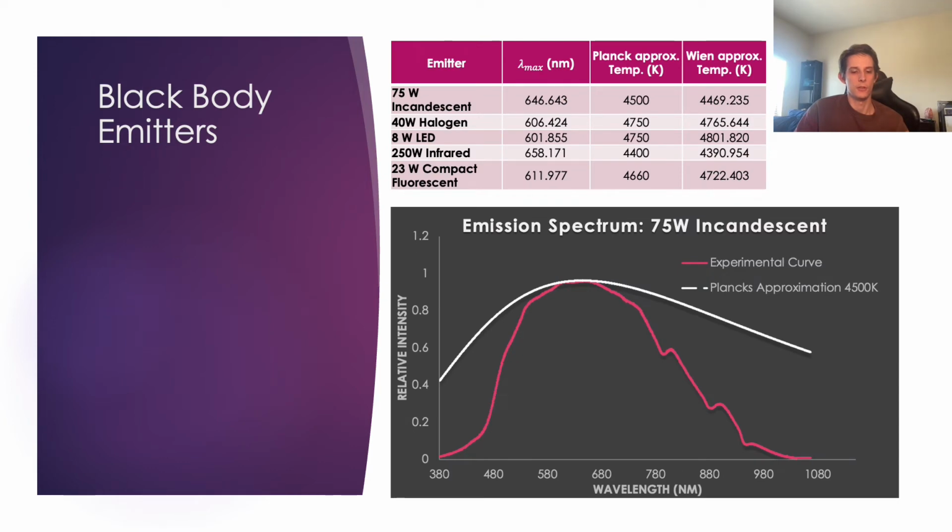Here we have the results of the blackbody experiment. In the table, you can see the experimental lambda max, which is the wavelength at which the highest intensity light was recorded. You can also see the temperature at which the Planck equation best matched the experimental curve, and you can also see the temperature calculated with the Wien equation.